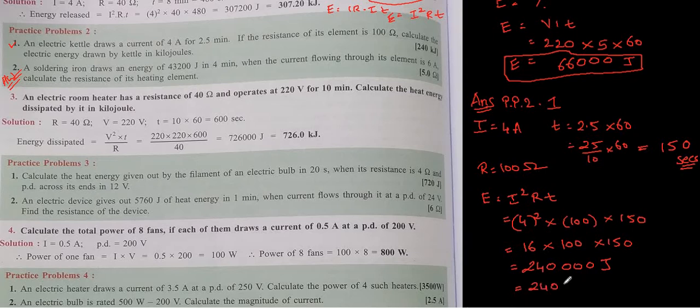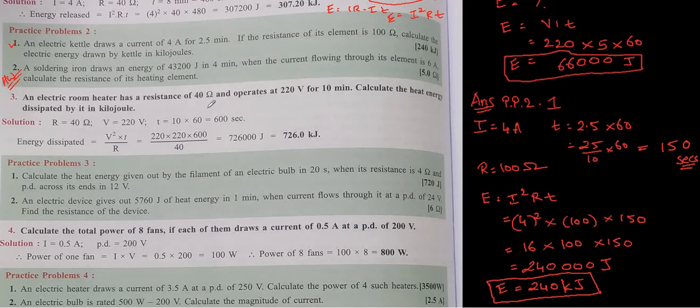So 240 kilojoules. This is my answer. Energy is equal to 240 kilojoules, K small and J capital. So this is how we do the question. Any questions here? If you have any doubt or any sort of question, please let me know in the comment box. Question number 2 from practice problem 2 is your homework. We are moving to question number 3.